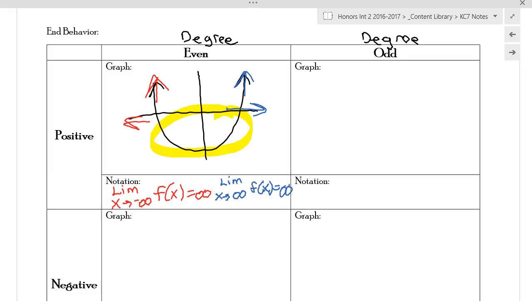And that's it. Those are my two things I have to write for the end behavior. You have two sets of limit notation, as x approaches negative infinity and x approaches positive infinity. Let's go ahead and look at our next one.